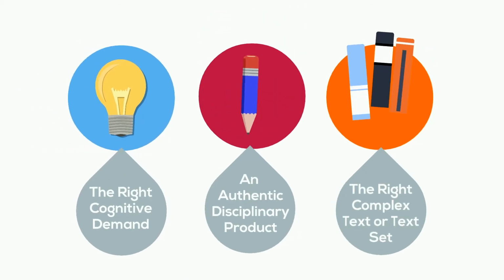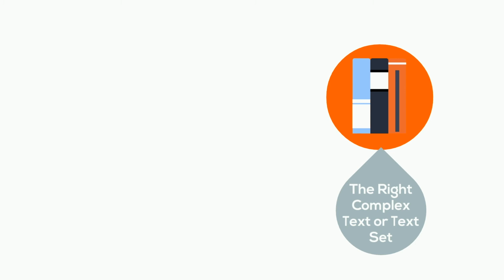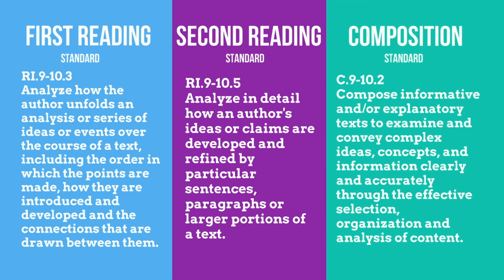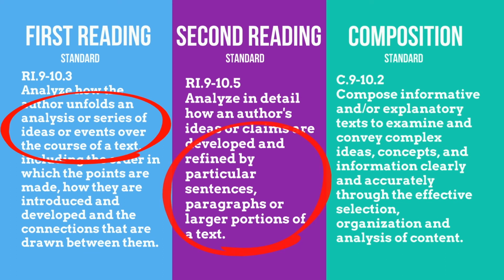Finally, let's look at that third element, the right complex text for students to read and respond to. By looking at our focus cluster, we know that we need to choose a text that allows students to think about development through the lens of structure. This means that we need to choose a text that allows students to do that kind of analysis. If a text didn't include interesting choices about structure, or if there wasn't a clear connection between a text structure and the text development, it wouldn't be the right choice for this task.